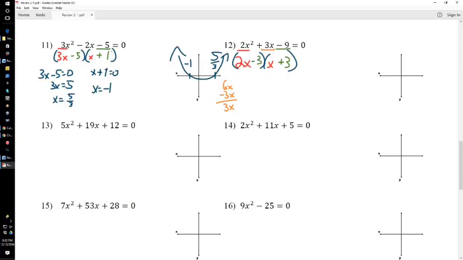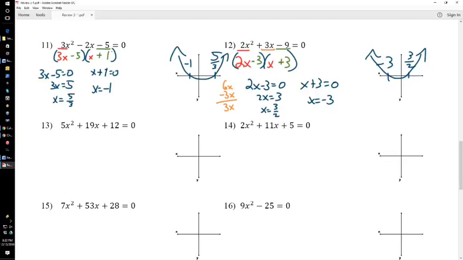Give myself some space. From here, again, set them equal to 0. 2x minus 3 equals 0. Move the 3 over, that's 2x equals 3. Divide by 2, x equals 3 halves. x plus 3 equals 0. Move the 3 over, x equals negative 3. So I got a negative 3 and a positive 3 halves. Those are my roots. Those are my solutions.